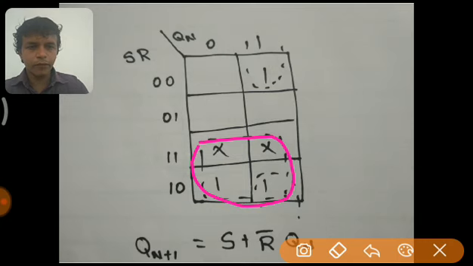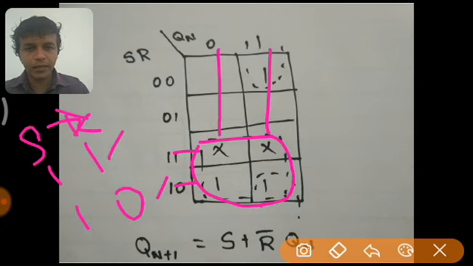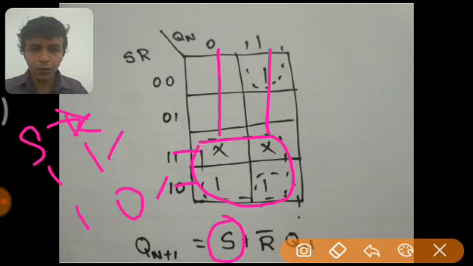When I look at the value of Q of n, it takes both 0 and 1, so it can be neglected. For S and R here, SR takes 1 1 and 1 0. This is for S, this is for R. R takes both 1 and 0, so it can be neglected. Only S is prevailing, and the value of S is 1, so I am writing S here. Now I'm moving to another group.